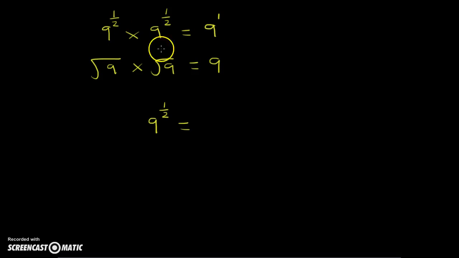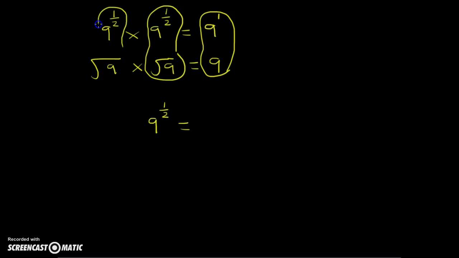So if we compare these two calculations, those two must be the same. Well, 9 is the same, and therefore these two terms must be exactly the same. So 9 to the power of a half equals the square root of 9.